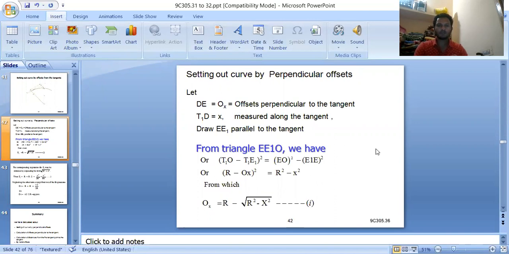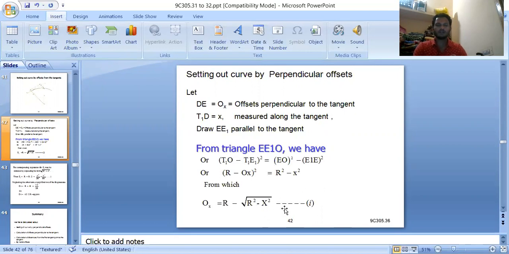Setting out the curve by perpendicular offsets. DE is equal to OX, which is the offset perpendicular to the tangent. T1D is x1 measured along the tangent. Draw E1 parallel to the tangent. From the triangle E1O, we have E1O minus T1E1 whole square is equal to R square minus E1E whole square, or (R minus OX) whole square is equal to R square minus X square. From this, if we simplify, we'll get the OX value as R minus the square root of R square minus X square.